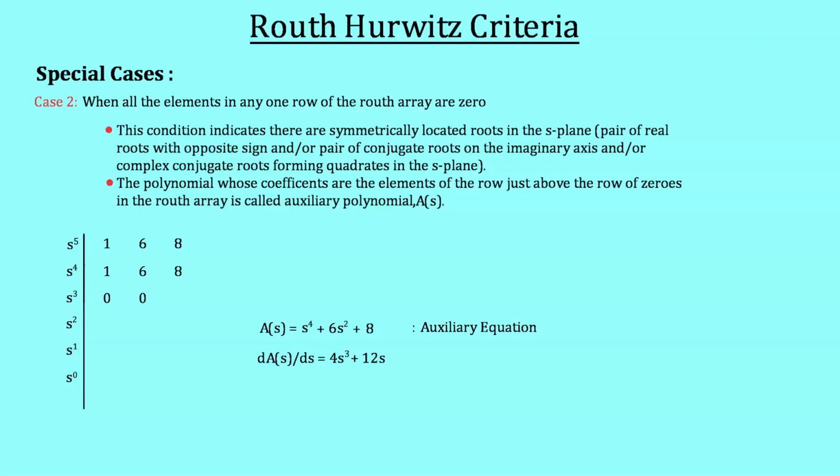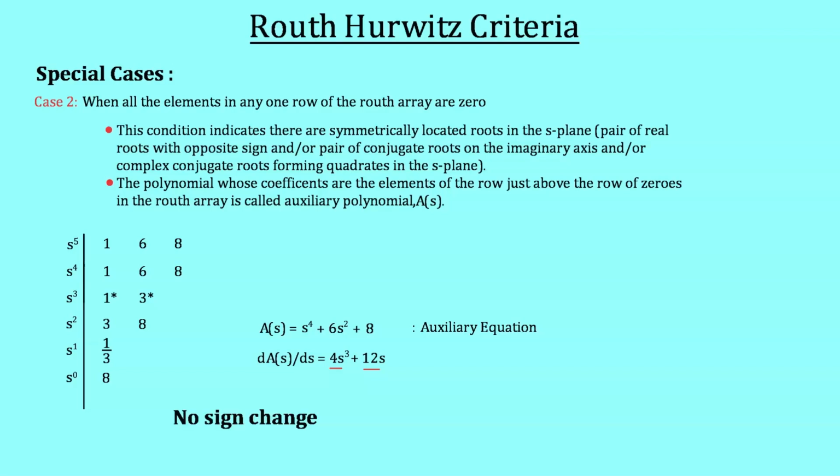The next step will be to replace the row of zeros with the coefficients of the derivative of the auxiliary equation. The coefficients came 4 and 12, which have a common factor of 4. So, for easier calculations, it will be much better if we divide the whole row by 4. The Routh table up to the third row will look like this. Afterwards, we simply solve this Routh table as we do for a normal case.